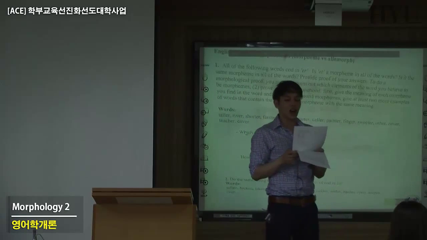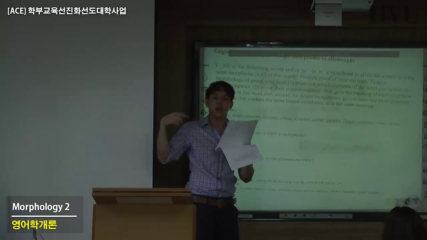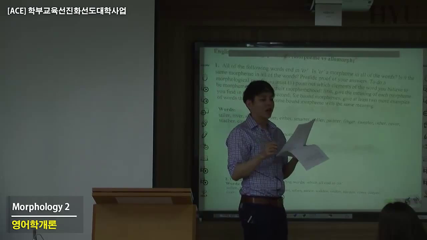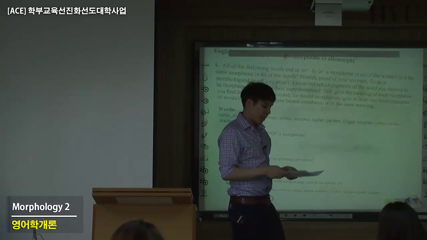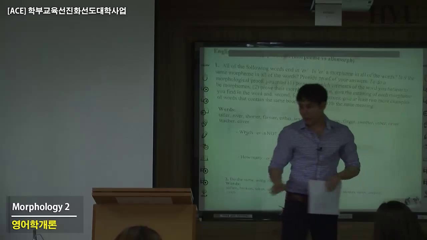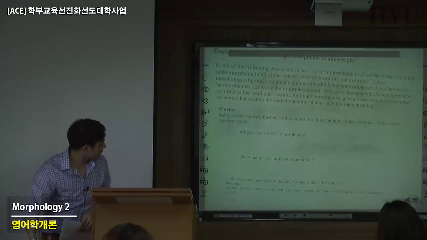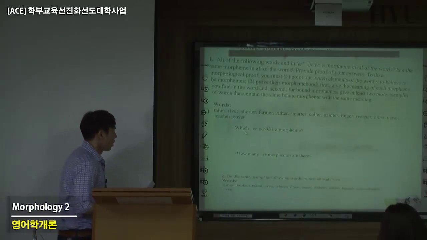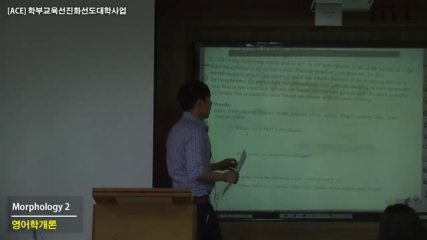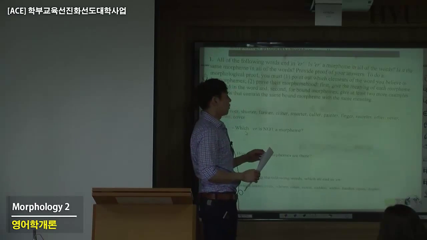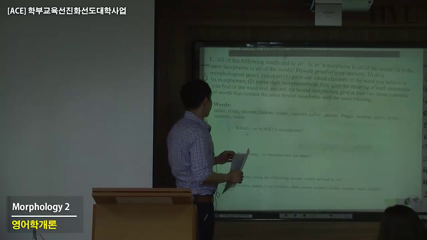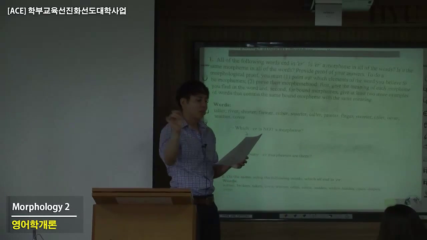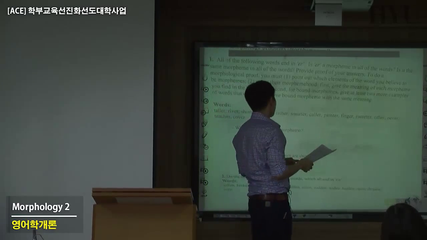My first question is, is er a morpheme in all of the words or not? And if it is, is it the same morpheme in all of the words or not? Okay? So let's look at the words. The words are here. You see, starting with taller, river, shorter, farmer, either, smarter, collar, painter, finger, sweeter, other, never, teacher, and cover. Which ER is a morpheme and which one is not?